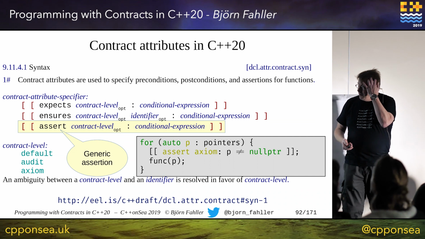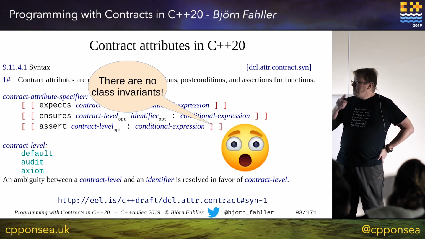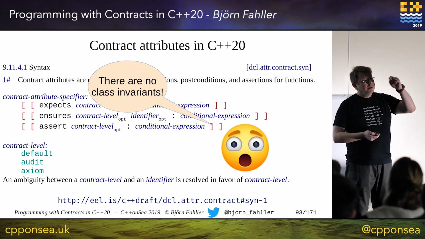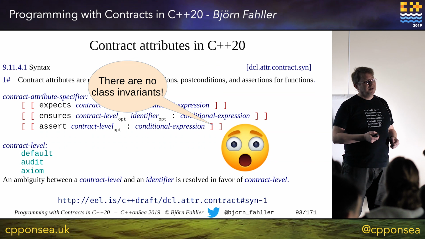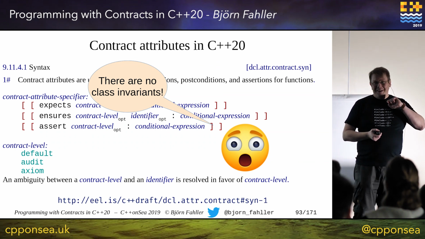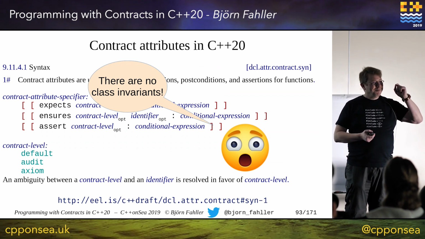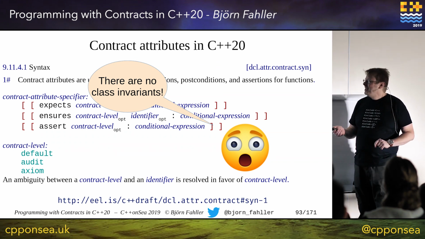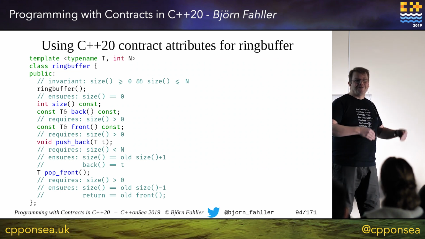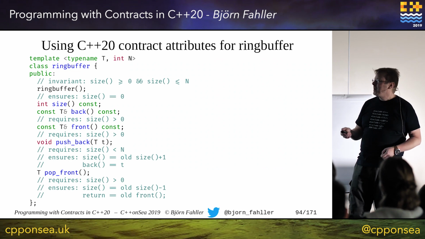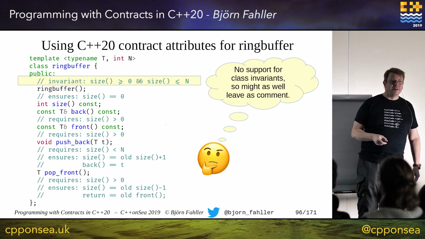Okay. So here's how you can use the assert. And now there are no invariants in the language. In my ring buffer example, I had some postconditions that referred to previous state. I will get to that very soon. So let's go into this one and convert it from comments to C++20. Invariants, well, I just said there are no invariants, so we may just as well leave it as a comment.